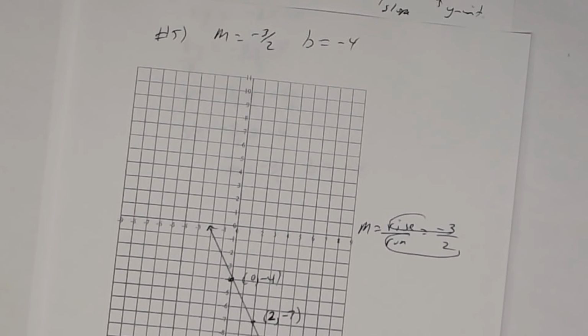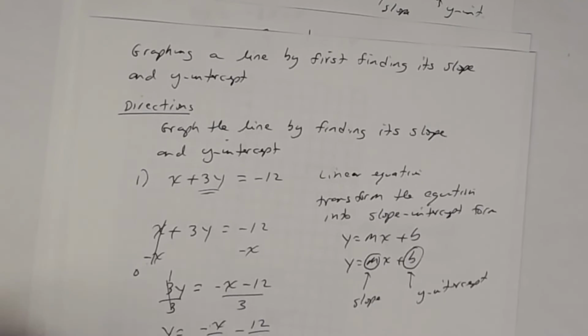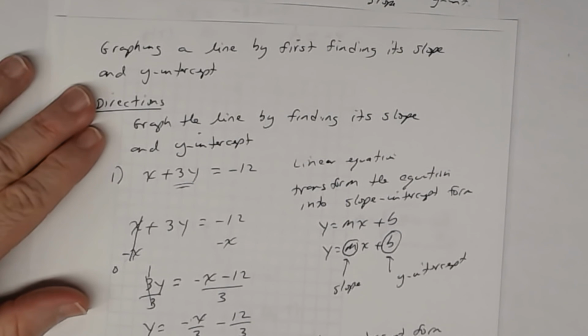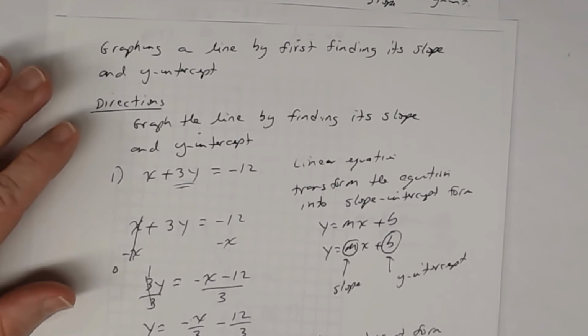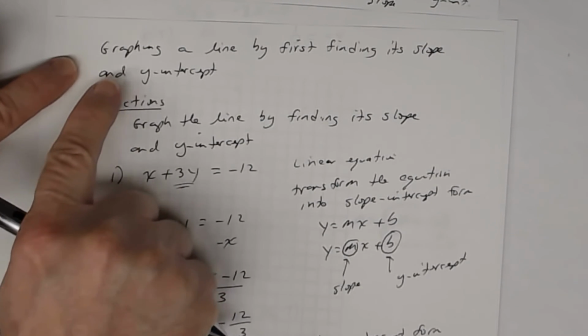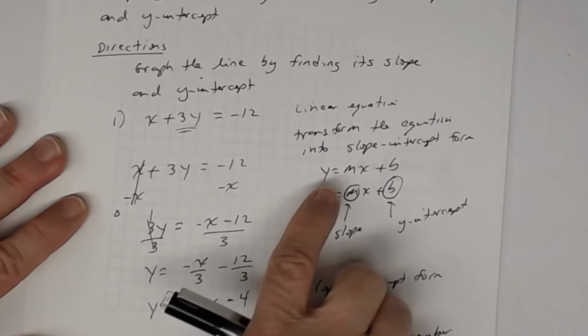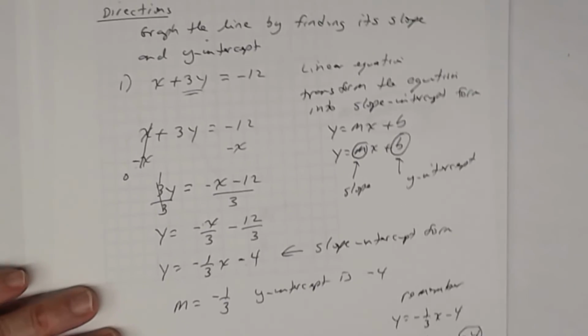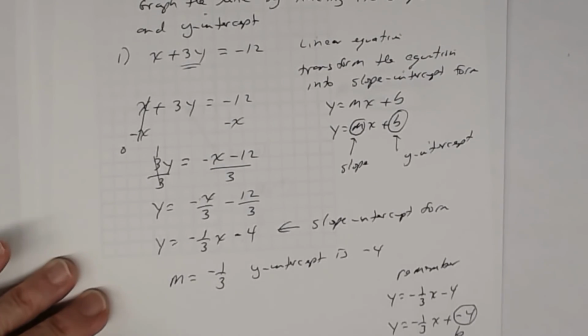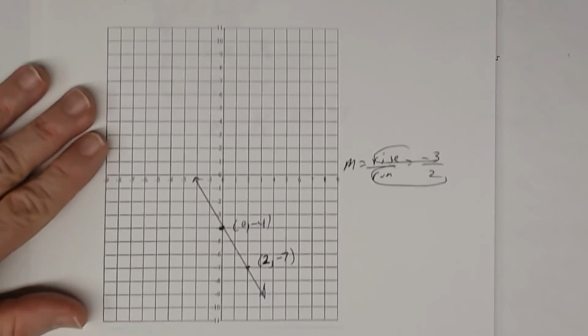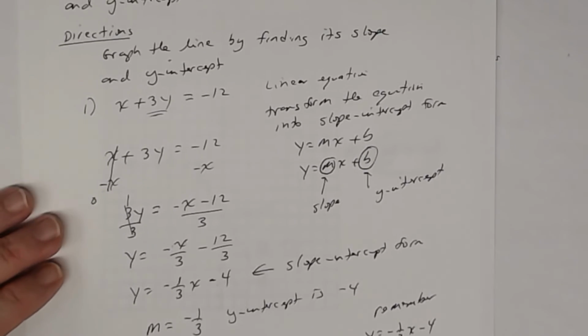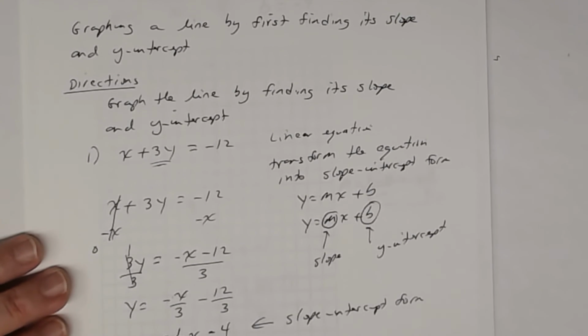So that is how you're going to graph a line by first finding its slope and y-intercept. And notice that in this topic, the equations are given. So you have to first of all get y by itself, so that's slope-intercept form. Then you find the slope and the y-intercept, and then you graph. Okay? All right, so that is going to be the end of this lesson.